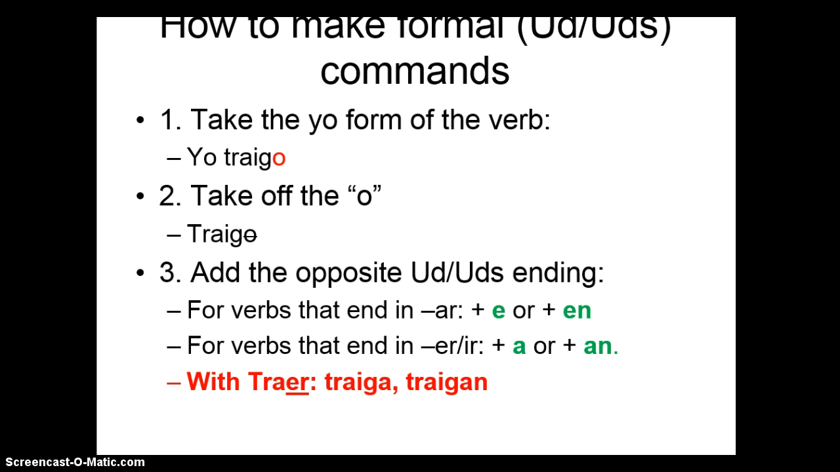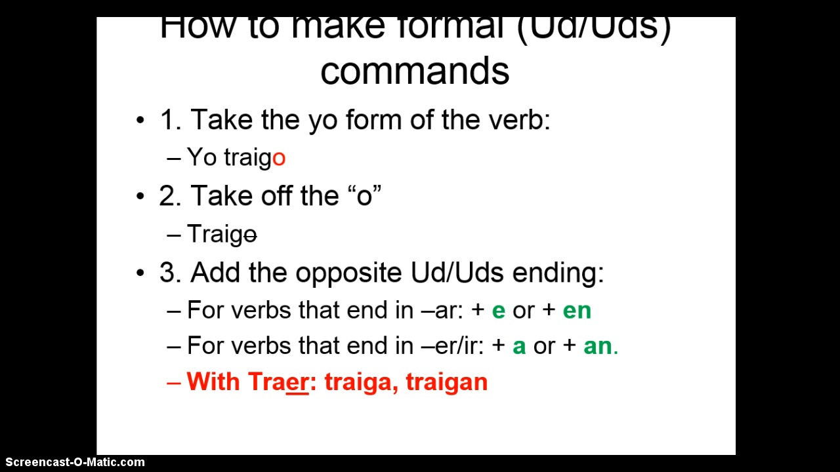Okay, so how do we make formal, or usted or ustedes, commands? It's really quite simple. Step one is we take the yo form of the verb. For example, the verb traer, it would be yo traigo. We take off the o, just like we did with negative tú commands, if you remember correctly. And then we add the opposite usted or ustedes ending.